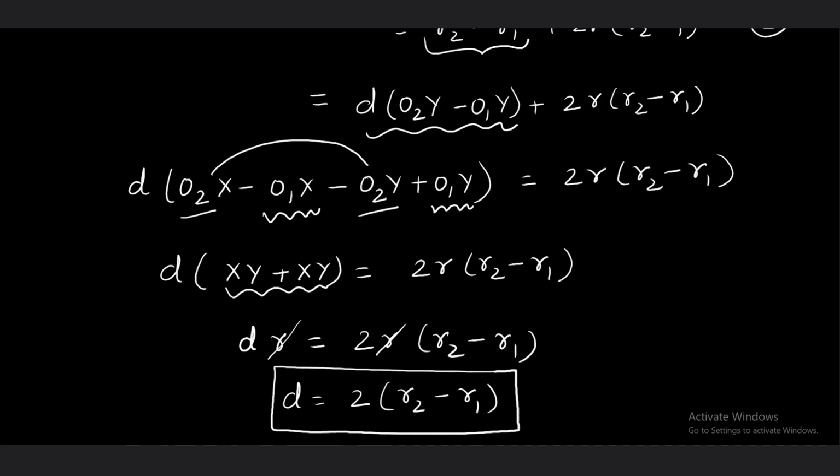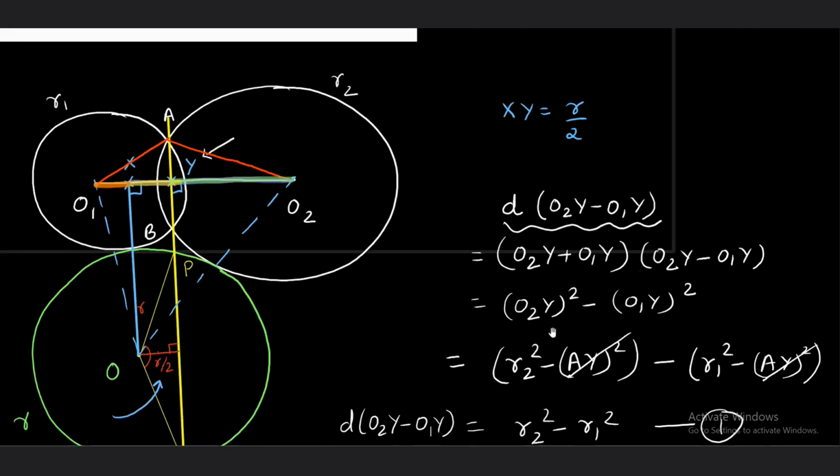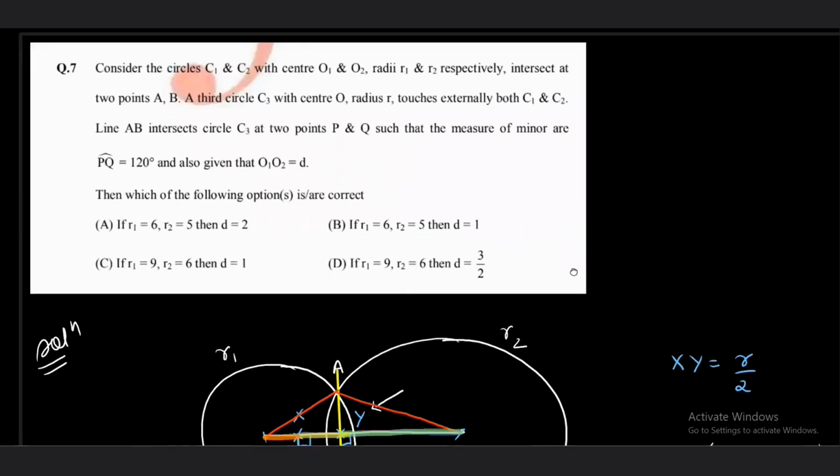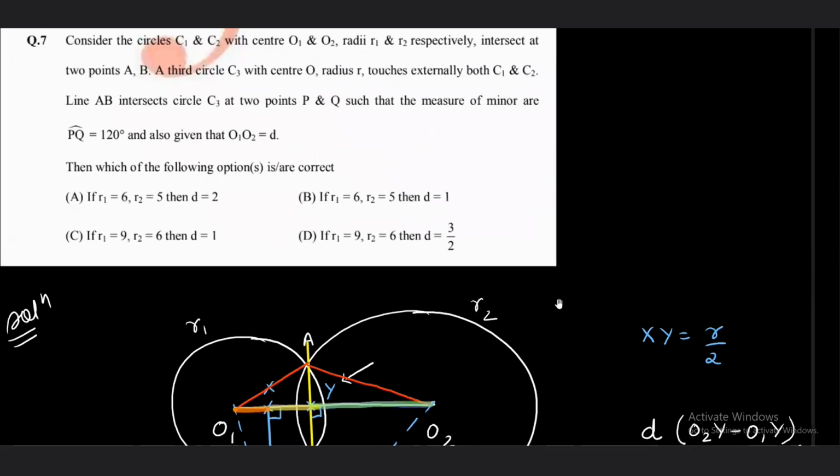For the 3 circles, according to the conditions given to us, d, r1, r2 are going to follow this relation. Now if they follow this relation, let us go back to the options and check which options are correct over here. In the first option, r1 is 6, r2 is 5 and d is 2. Absolutely correct, because what I need to check is the distance d. The distance d that comes should be 2 times r2 minus r1, or it can also be r1 minus r2. So this is what we are getting.